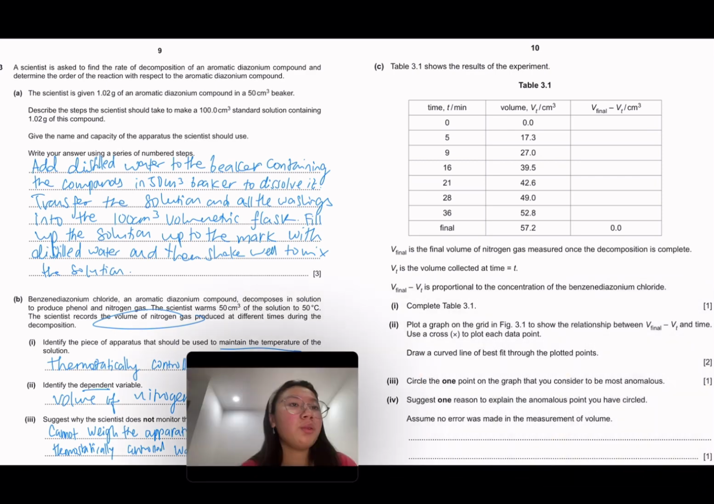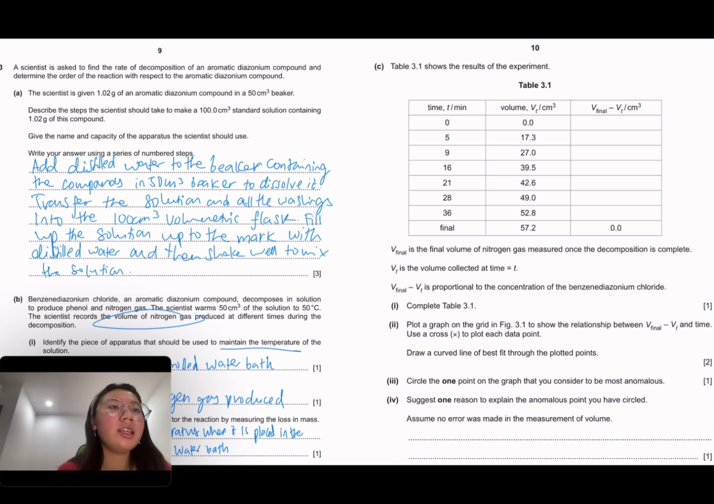Alright, so for question C, table 3.1 shows the result of the experiment. Okay, so for your volume, again, you just minus it, final minus VT. Again, make sure that you're actually calculating it correctly. The whole thing is only 1 mark and there are so many sets of values. So, II, plot a graph. The graph will come after this page, but we'll skip to IV.